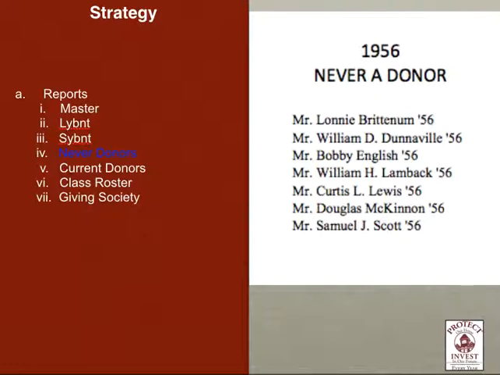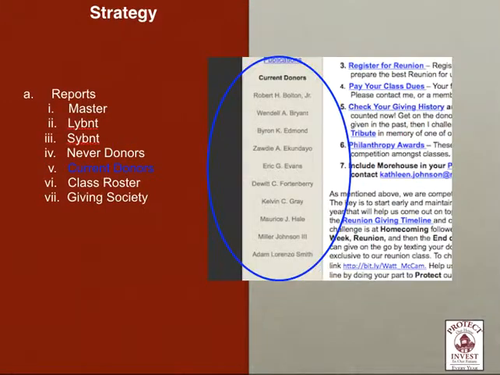The next report is pretty much exactly like it sounds, never donors. These are your people that for whatever reason, they've never stepped up to the challenge. They've never answered the call, and they never donated to the college. So there's usually a reason behind that, and there's a strategy for how we approach them. Again, we're going to go a little bit more in depth a little later, but again, it's important to be able to identify and know the category of donors that you have.